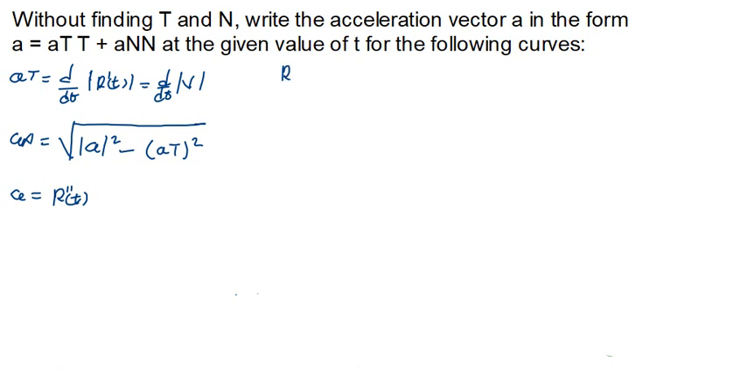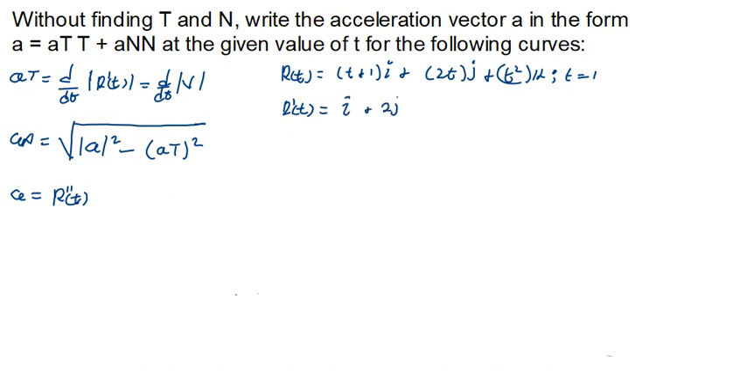Let's say our vector is r(t) equals (t + 1)i + 2t j + t² k, and we are told to find the result where t equals 1. So the derivative, r'(t), will be i + 2j + 2t k.